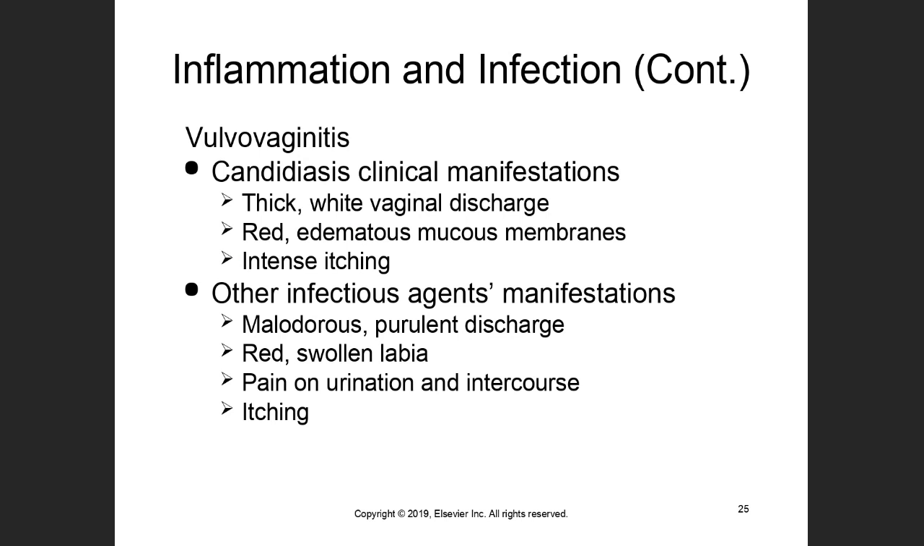Candidiasis clinical manifestation is a thick, white vaginal discharge. That's the main characteristic. Okay, the vagina and the cervix are going to have red, edematous mucous membrane. Okay, intense itching. Other infectious agent manifestations: malodorous, purulent discharge, red, swollen labia, pain on urination and intercourse, and itching.